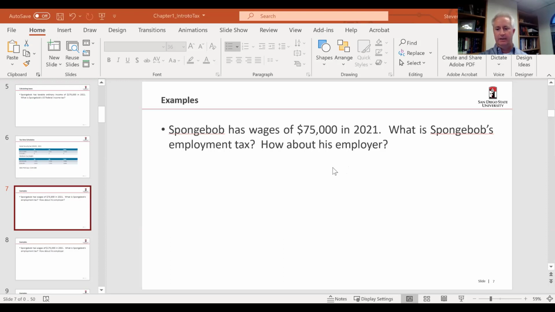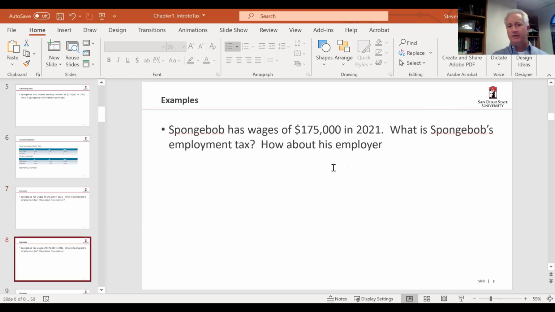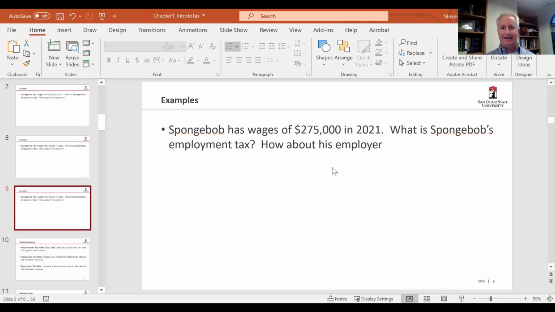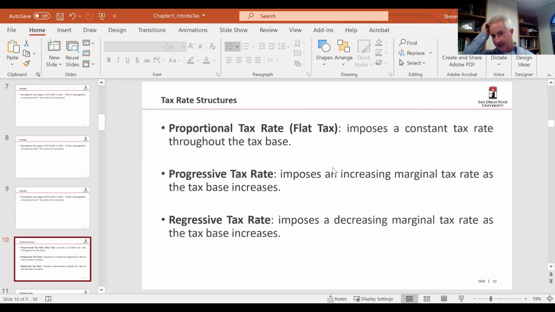Okay. So again, we'll deal with something a little more complicated later, so there's no reason for us to spend any time at this point going through those. So you can see that we've actually dealt with a number of these different taxes, but these are kind of the definitions of tax rate structure.